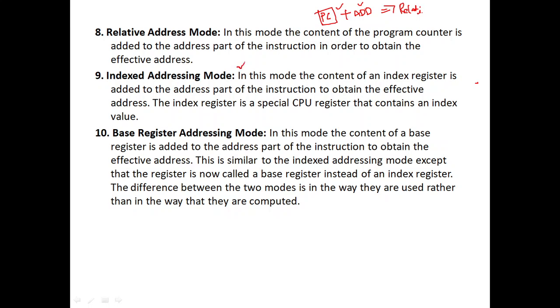And the next one is indexed addressing mode. Here the contents of the index register are added with the address part in order to get the effective address. EA is the effective address. The index register is a special CPU register that contains the index value. What do we mean by an index? Starting value. Fine.